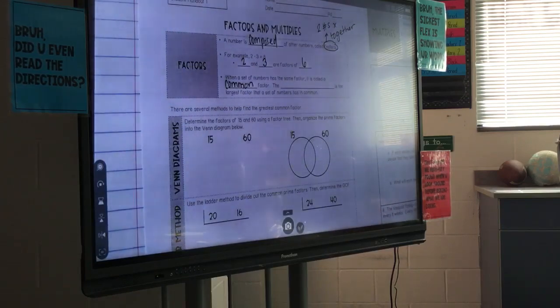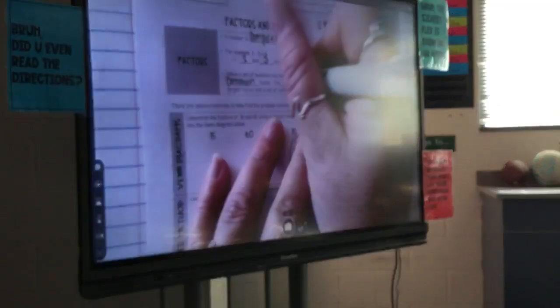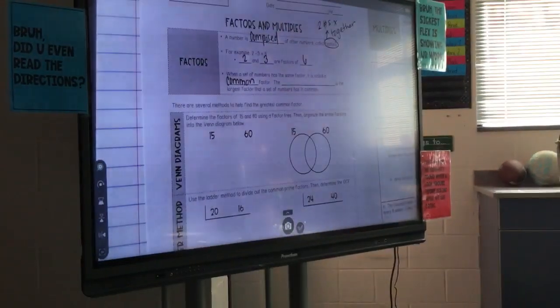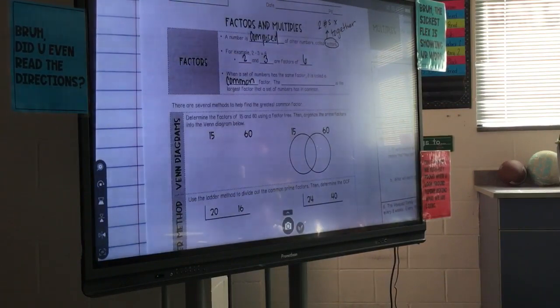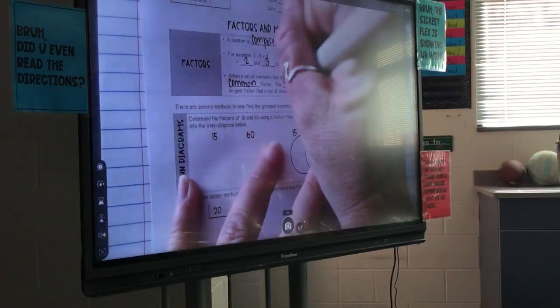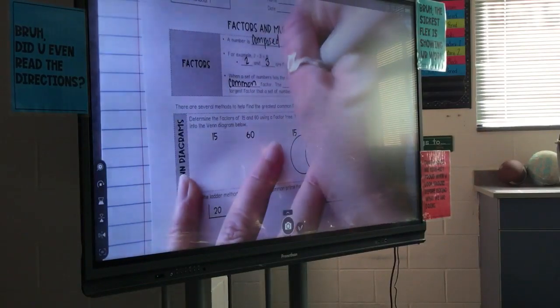All right, so common and same are the same thing, and you'll understand why that is so important when we get into this. All right, this is supposed to say greatest common factor. I can't even fit it on that line, so I am simply going to write GCF. GCF is greatest common factor.